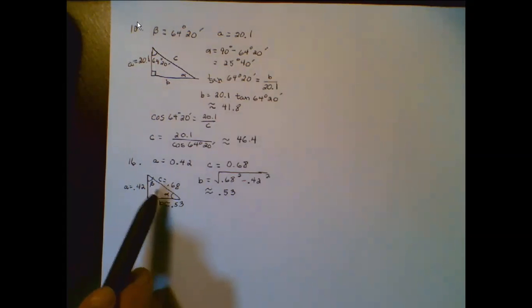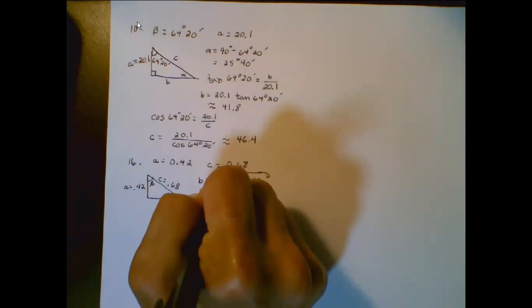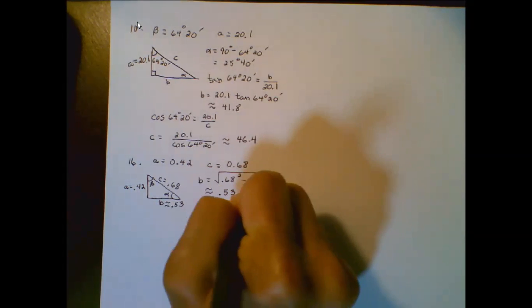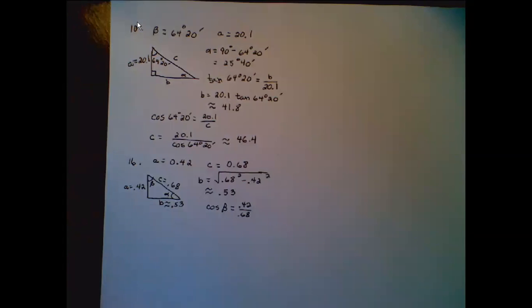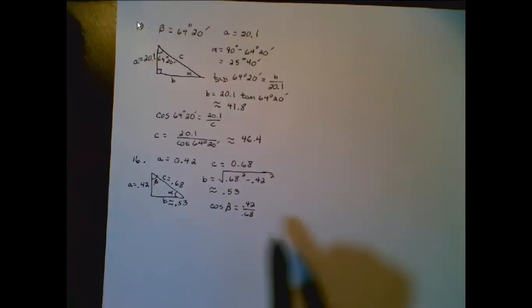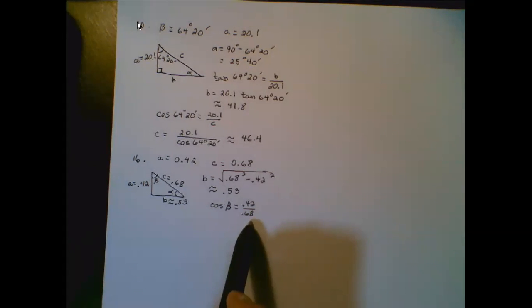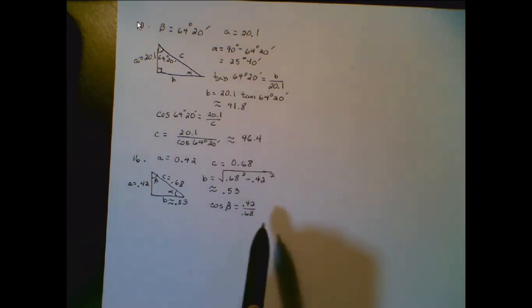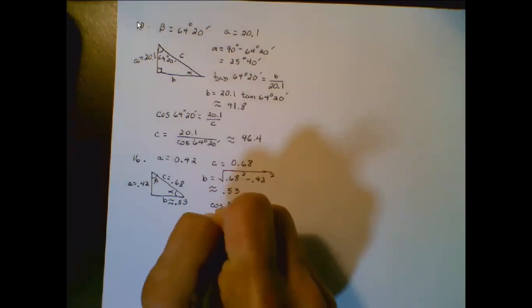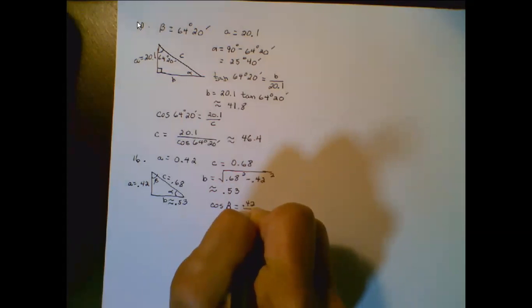If we want to find beta first, we could use cosine beta is adjacent over hypotenuse, 0.42 over 0.68. And I certainly could leave that decimal as 0.42 over 0.68. My brain almost automatically multiplies it by 100 over 100 to clear out the decimals, and then reduces it by 2 to 21 over 34. But you don't have to do that.